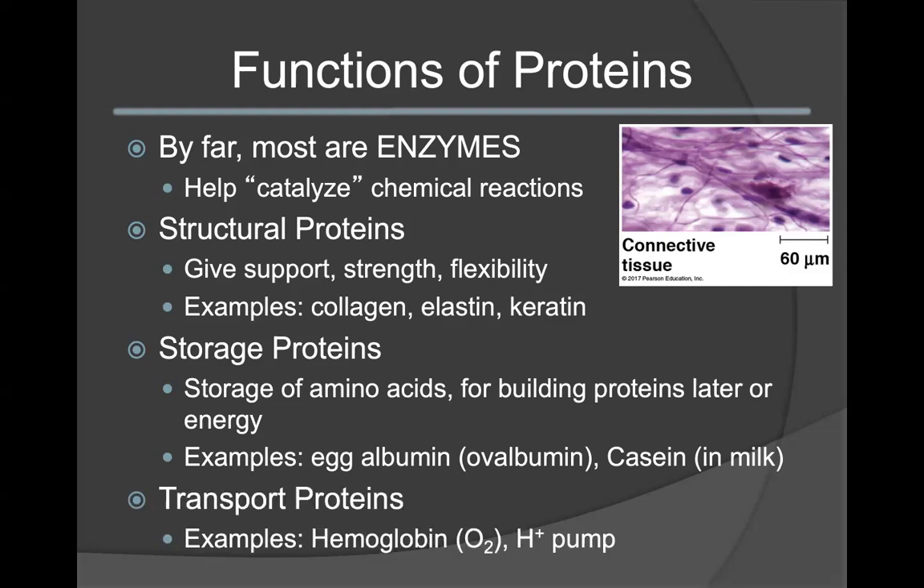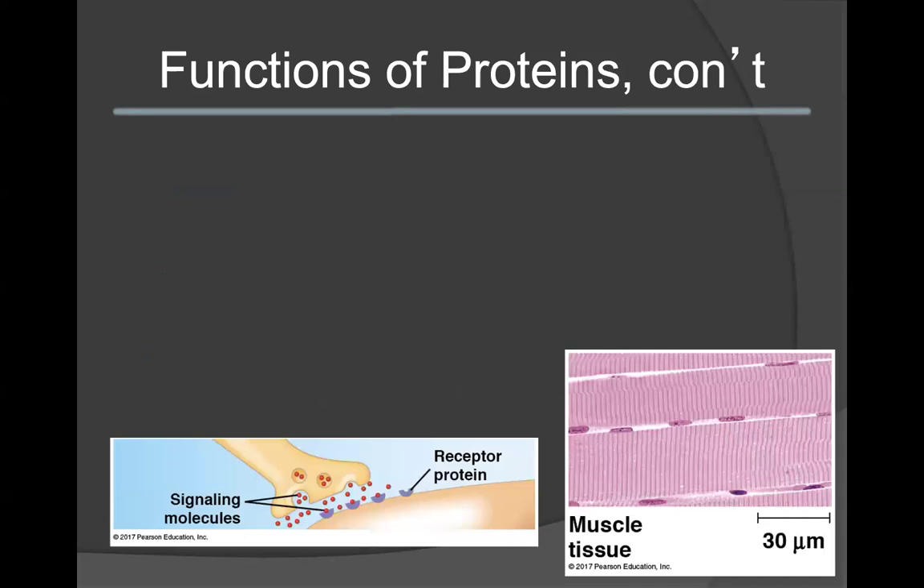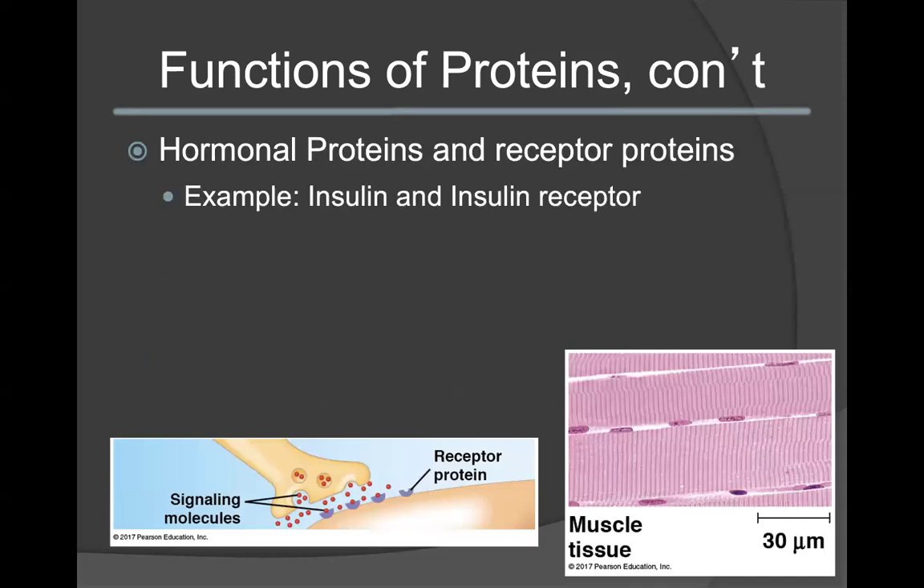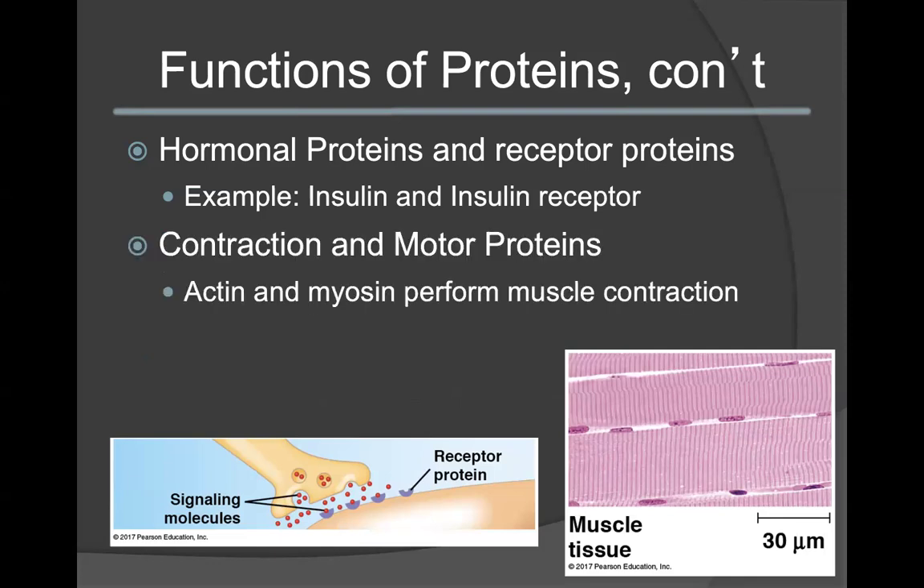You can have proteins that are involved in transport, such as hemoglobin, which is a protein important in red blood cells that helps to transport oxygen. Proteins can also transport ions across the membrane, such as a proton pump. Proteins are also important in creating hormones and receptors, and an example of this would be the insulin and corresponding insulin receptor. These are both polypeptide-based, and as a result are classified as proteins.